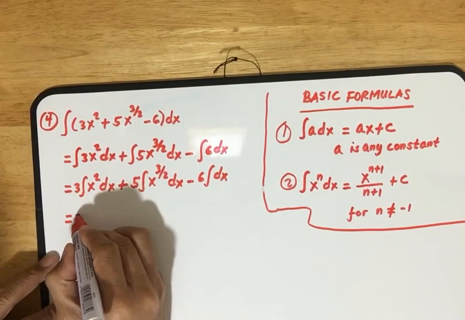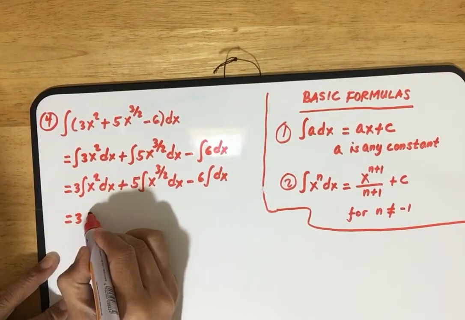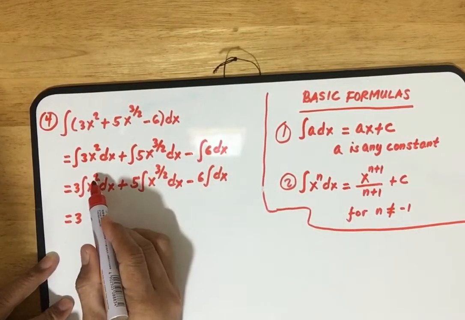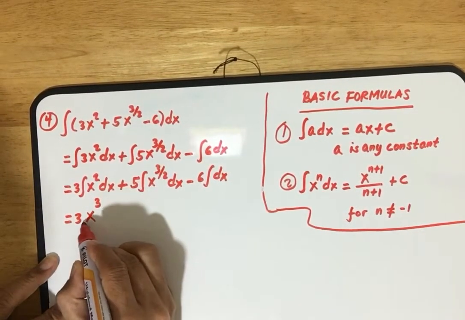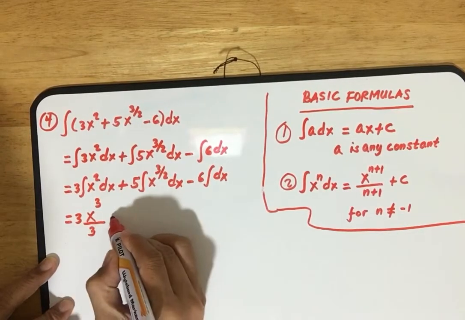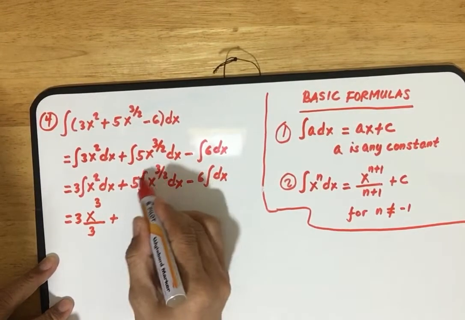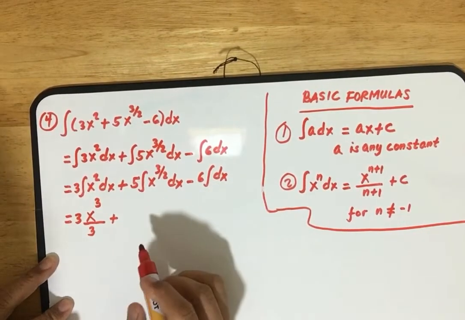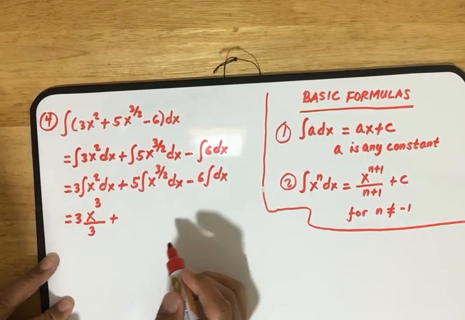Okay, so applying the formula, we have 3 times the integral of x squared. So this will be x to the n plus 1. So our n here is 2. So 2 plus 1, so this will be 3. Then divided by n plus 1, so 2 plus 1, so this is also 3. Then plus, you can put there C1. Then in the second term, you have C2. The third term, we can have the constant C3, but as we know, we can combine all the constants C1 plus C2 plus C3 as C.